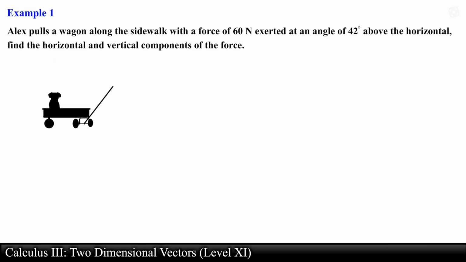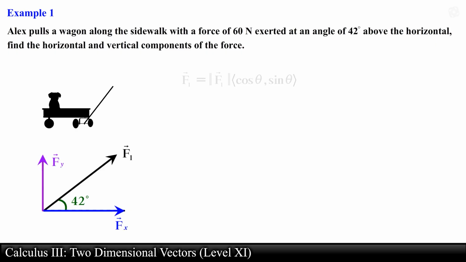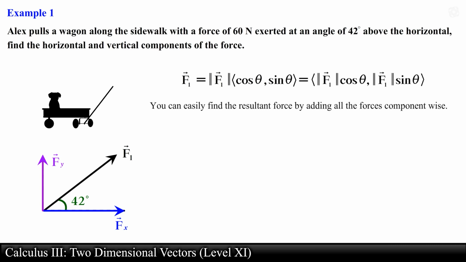Alex pulls a wagon along the sidewalk with a force of 60 newtons, exerted at an angle of 42 degrees above the horizontal. Find the horizontal and vertical components of the force. Alright, when dealing with applications of vectors that involve forces, it is extremely important to find the component form of every single force acting on the body. This way you can easily find the resultant force by adding all the forces component-wise.